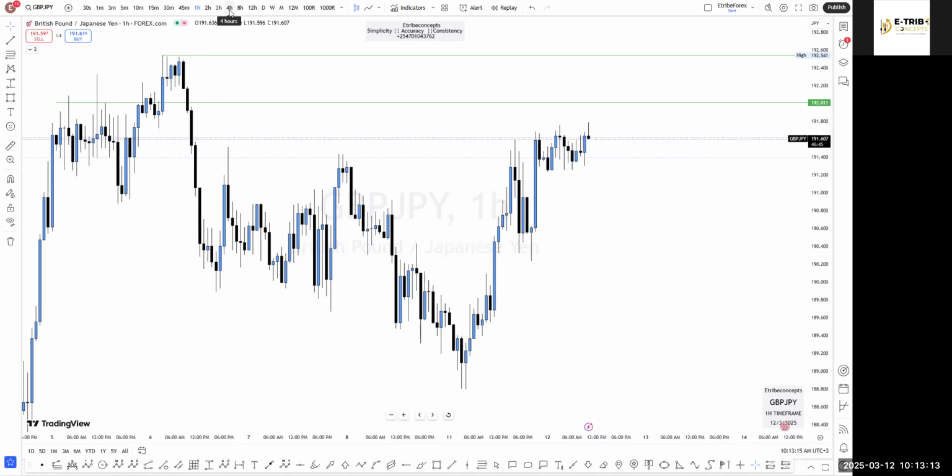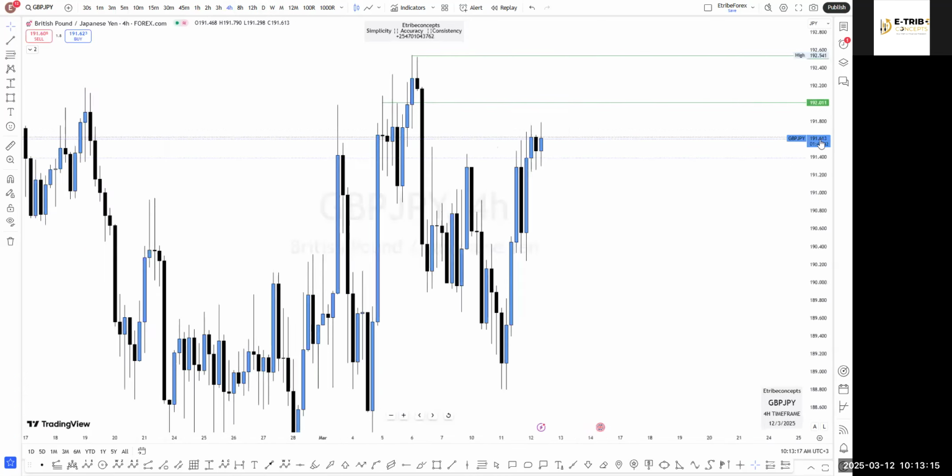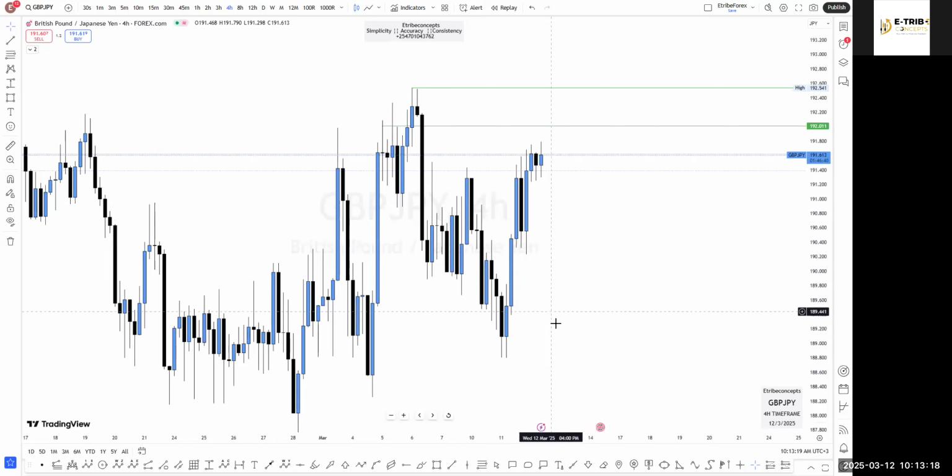Before I go to other time frames, on 4 hours, what do we have? Okay, on 4 hours we have an area of liquidity. If you check on 4 hours, we have this.